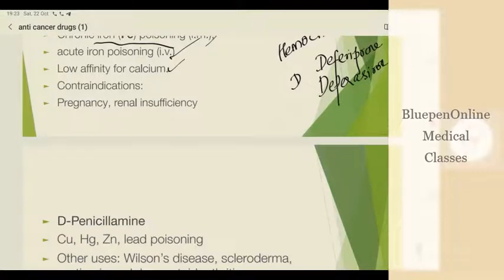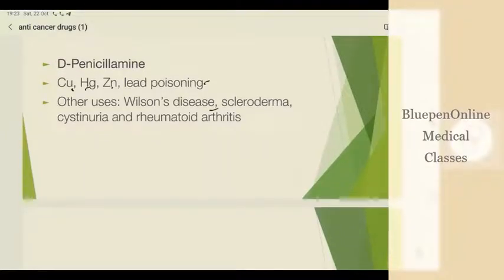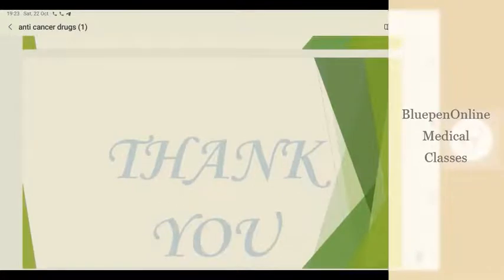Next one is D-penicillamine. D-penicillamine is used for copper, mercury, zinc and lead poisoning. It is also used in Wilson's disease, which is copper deposition, and in scleroderma, cystinuria, and rheumatoid arthritis.